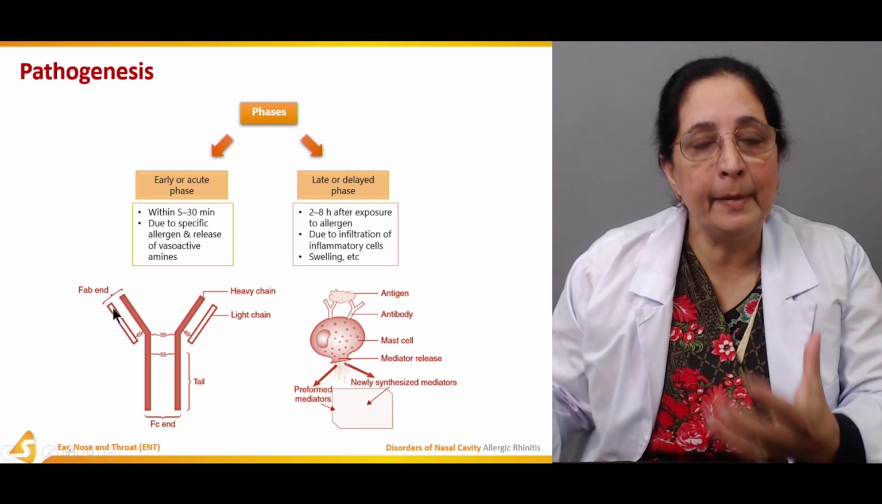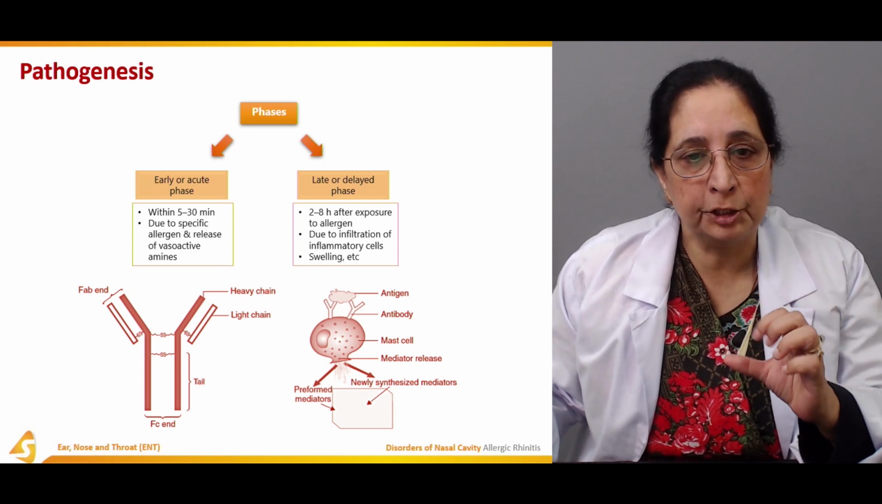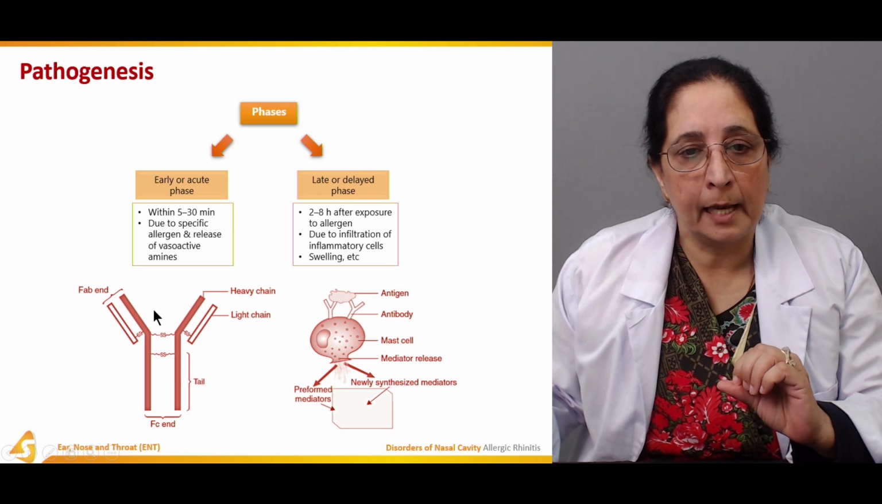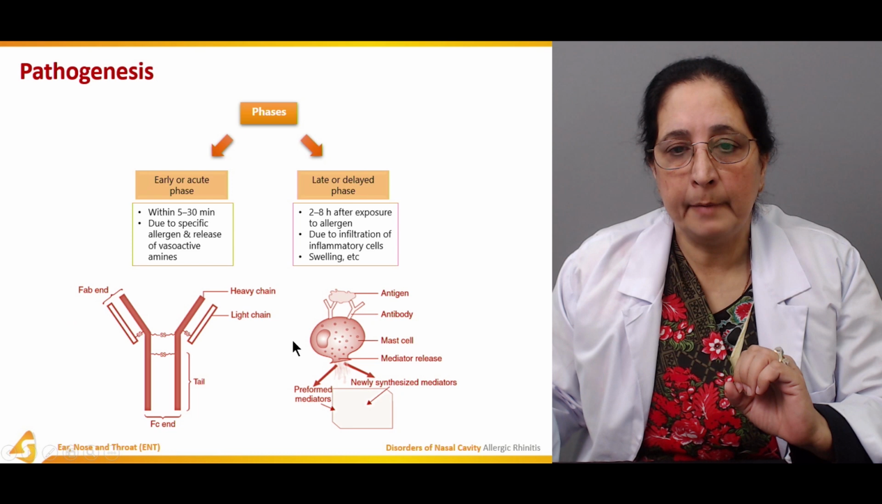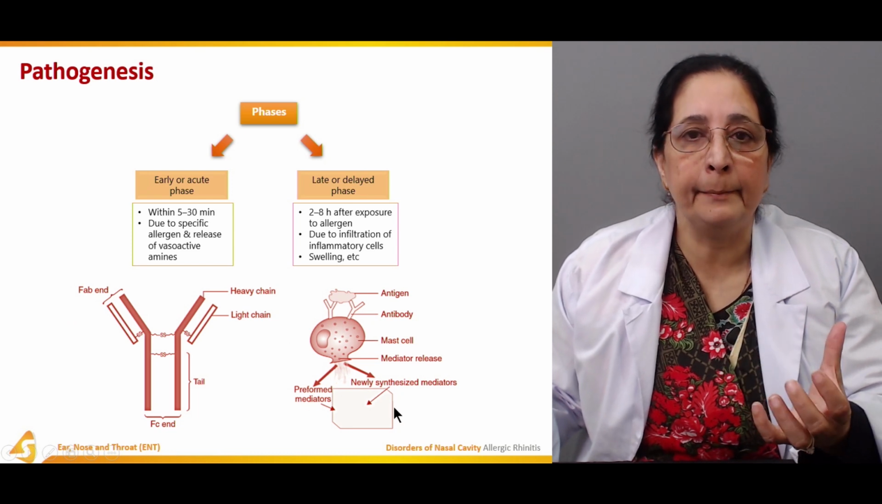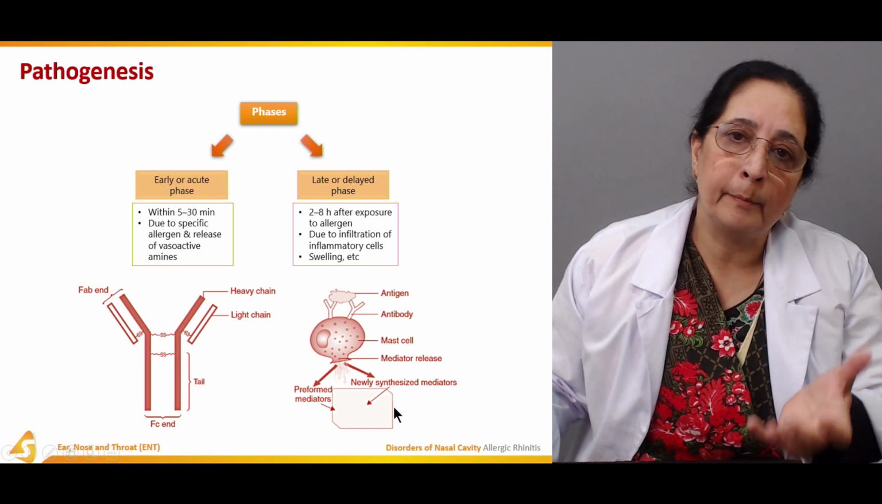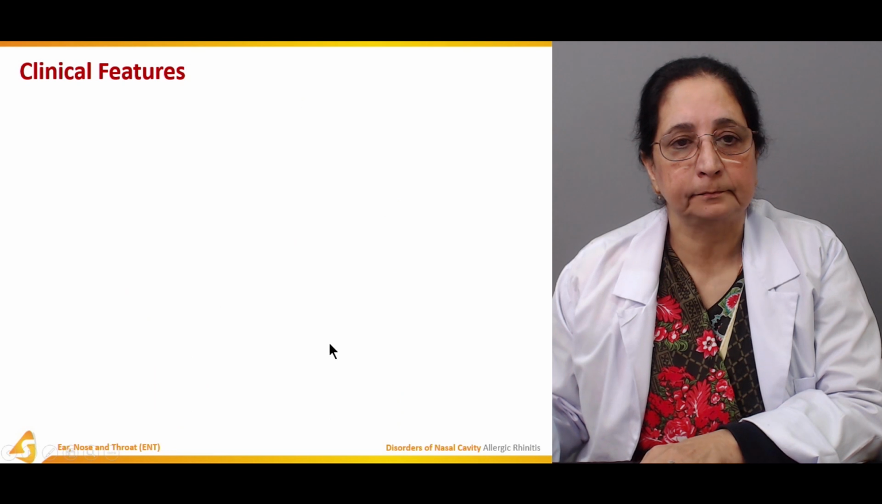This is the Fab end where the antigens come and attach to the antibody. So Fab end. These are the mast cells which release different chemical mediators. Some are preformed, some are newly synthesized.